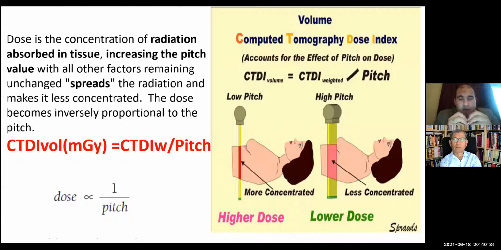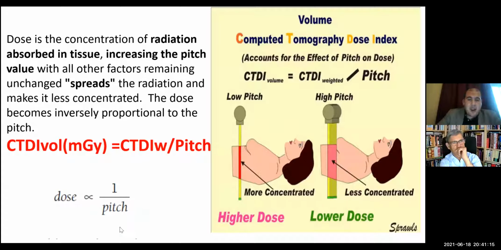And if we scan the patient with low pitch, that means the concentration of radiation becomes higher, because increasing the table speed reduces the dose to the patient, but reducing the pitch, that means reducing the table speed, increases the dose to the patient. So I have to calculate the dose, taking the pitch into consideration. I have to divide CTDI weighted by pitch to get CTDI volume. So here you will find that there is an inverse proportionality between the dose and pitch. Increasing pitch reduces the dose, and reducing pitch increases the dose.